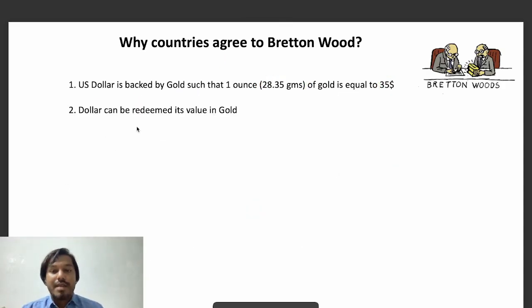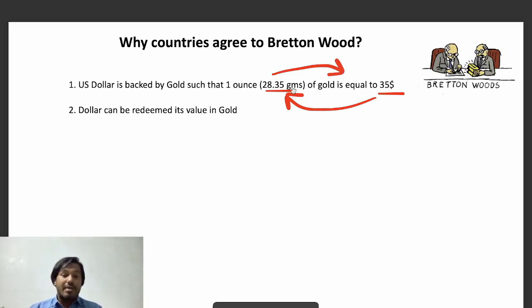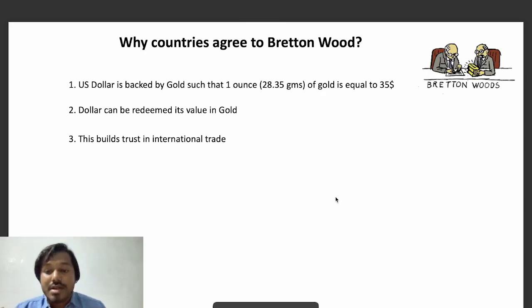Second point, the dollar can be redeemed for its value in gold. This means that any country that holds dollars can give the dollars to America, and America in exchange will give them gold. Like I said, if you have $35 and you want the gold, you can just tell America, and in exchange for $35, they'll give you 28.35 grams of gold. So the second point is that you can redeem the dollar for gold. And the third reason is that this built trust in international trade.